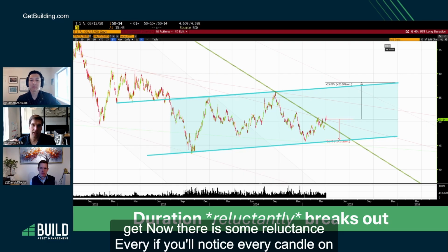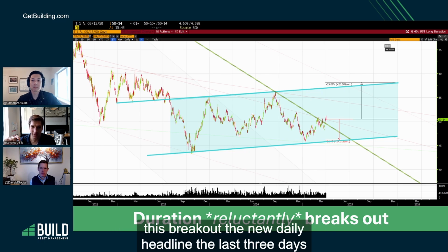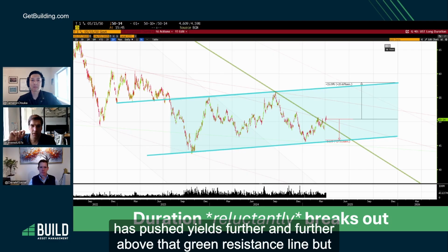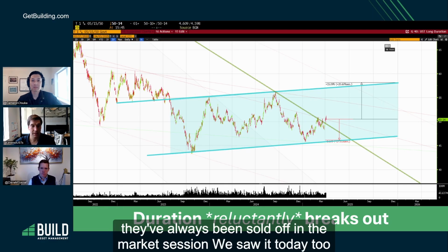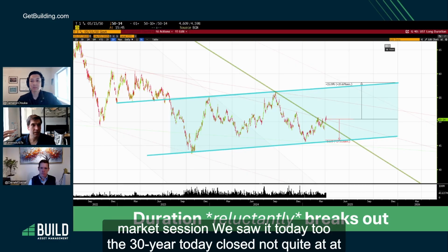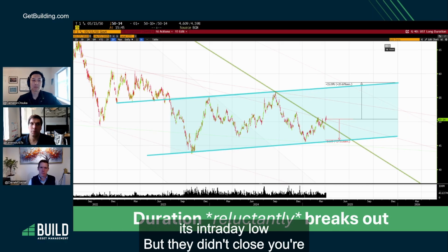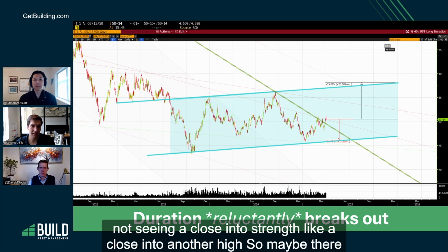Now there is some reluctance. If you'll notice, every candle on this breakout, the daily headline, the last 3 days has pushed yields further and further above that green resistance line, but they've always been sold off in the market session. We saw it today too. The 30-year today closed not quite at its intraday low, but they didn't close, you're not seeing a close into strength, like a close into another high.